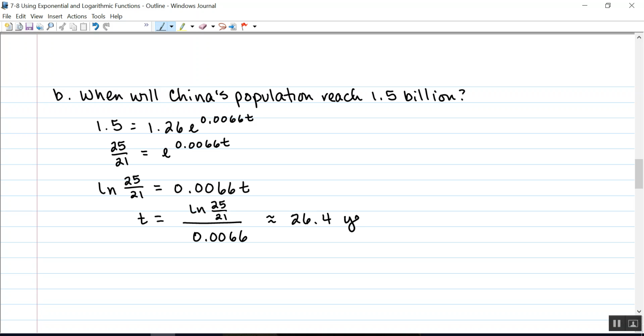26.4 years. And what they're asking is in what year will China's population reach 1.5 billion? So that would be approximately the year 2026.